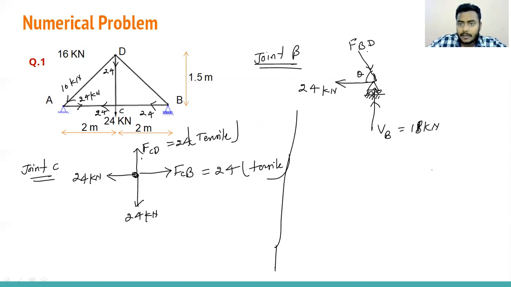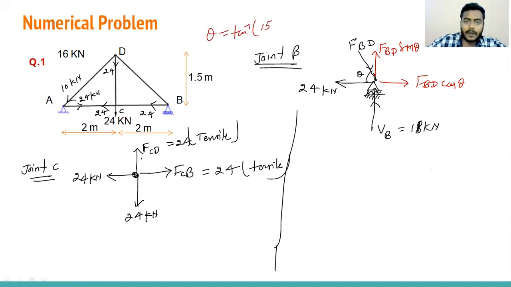Just break the components. I'm breaking this force FBD into vertical component and horizontal component. So this component will be FBD cos theta. Okay, this component will be FBD sin theta. Theta we have. What is the value of theta? Theta is tan inverse 1.5, sorry, tan inverse 1.5 divided by 2.